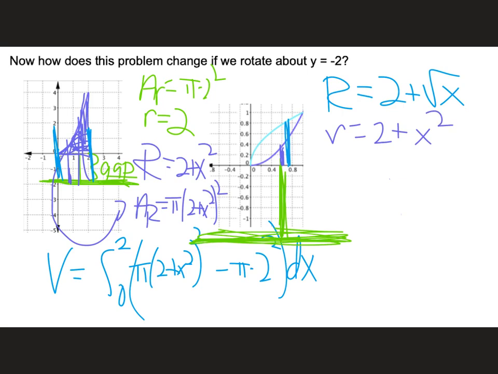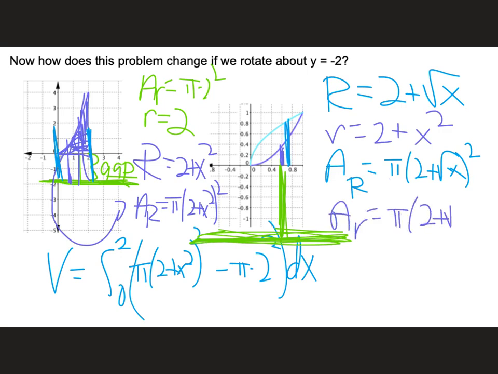So the area of the big radius, that's not what I wanted, wrong color, silly. The area of the big radius is pi times (2 plus the square root of x) squared. And then the area of the little one is also pi times (2 plus the square root of x) squared. And by square root of x, I mean x squared. X squared. There we go.